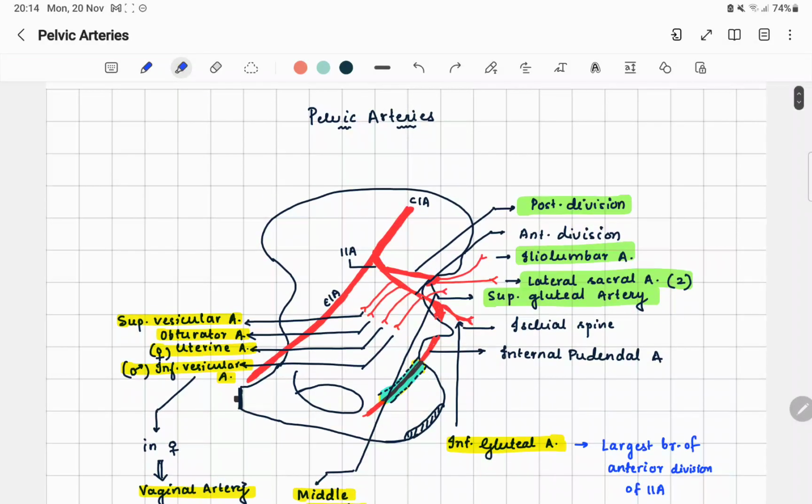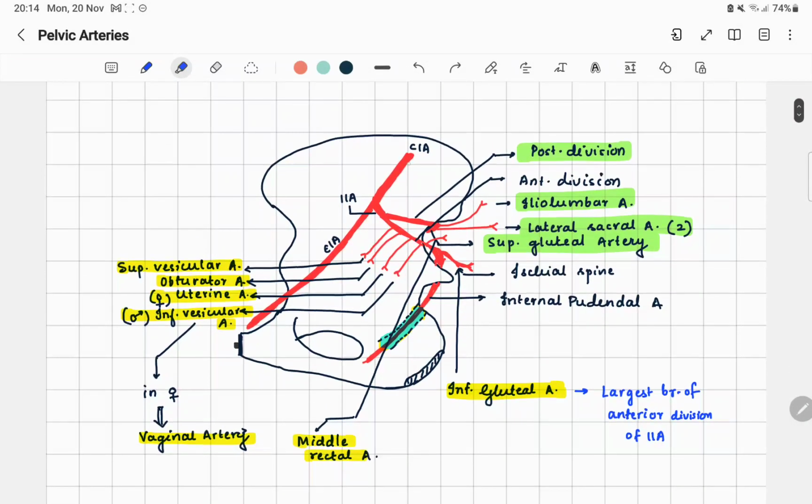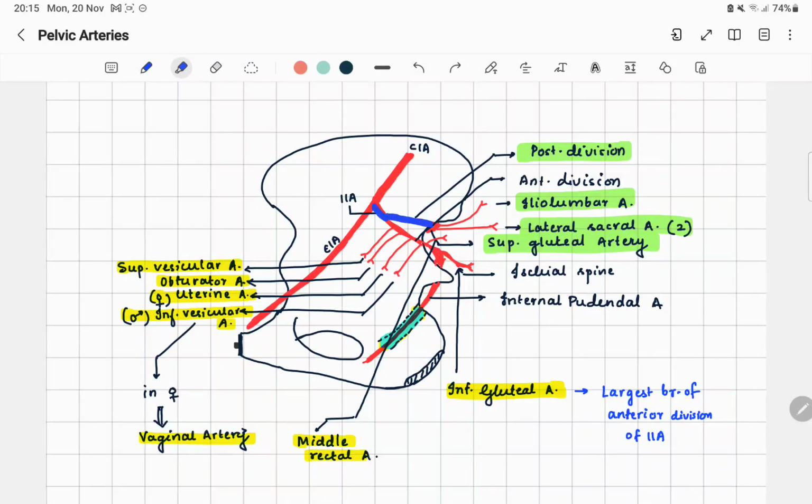Let's discuss the course of the pelvic arteries. The pelvic arteries are important. You know about the common iliac artery. The common iliac artery divides into the external iliac artery and the internal iliac artery. So basically we are discussing the internal iliac artery, which divides into an anterior division and a posterior division.